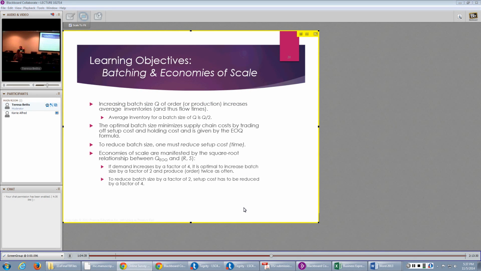So our learning objectives for this: if we increase our batch size, it increases our average inventory, as we know. And if we increase our average inventories, what happens to our flow time? It increases. The optimal batch size is where we're trading off setup costs and holding costs, and we're trying to find where they are equal to each other. To reduce batch size, you have to reduce your setup time.